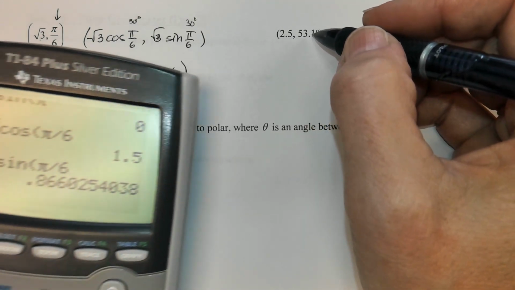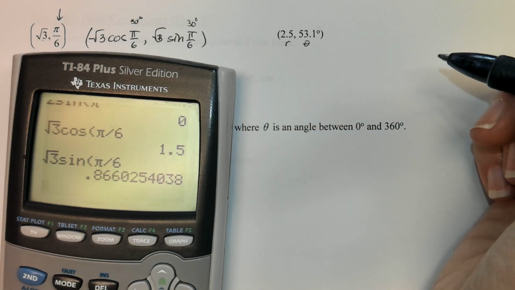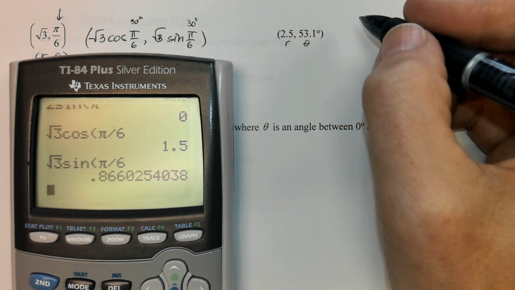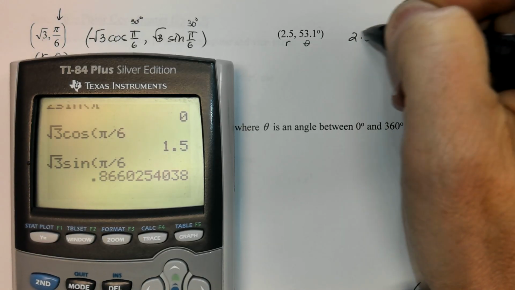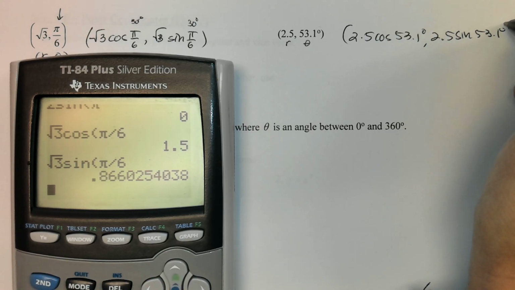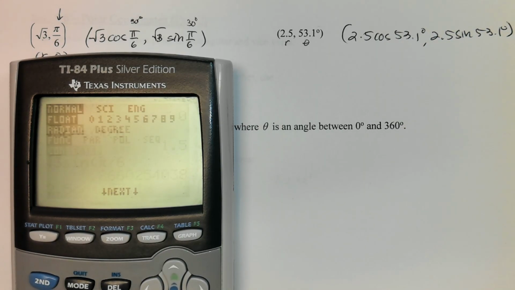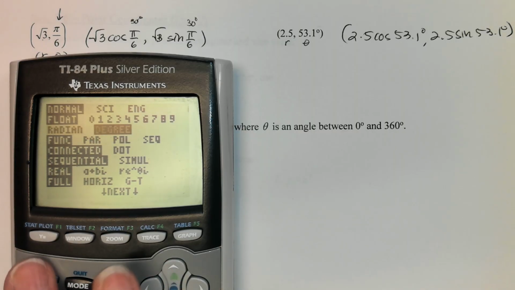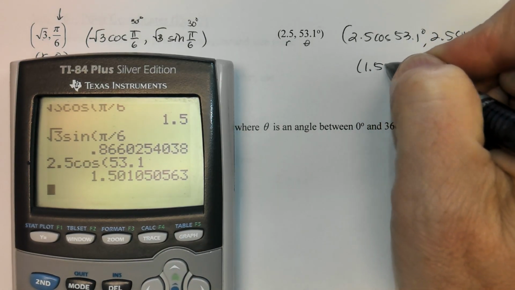I've got 2.5, 53.1. I can see the degree sign, so that is an angle, which means we are in polar. So we're going to do r cosine theta and r sine theta. So 2.5 cosine 53.1. Remember to switch back to degree mode because this is a degree. Looks like I got about 1.5.